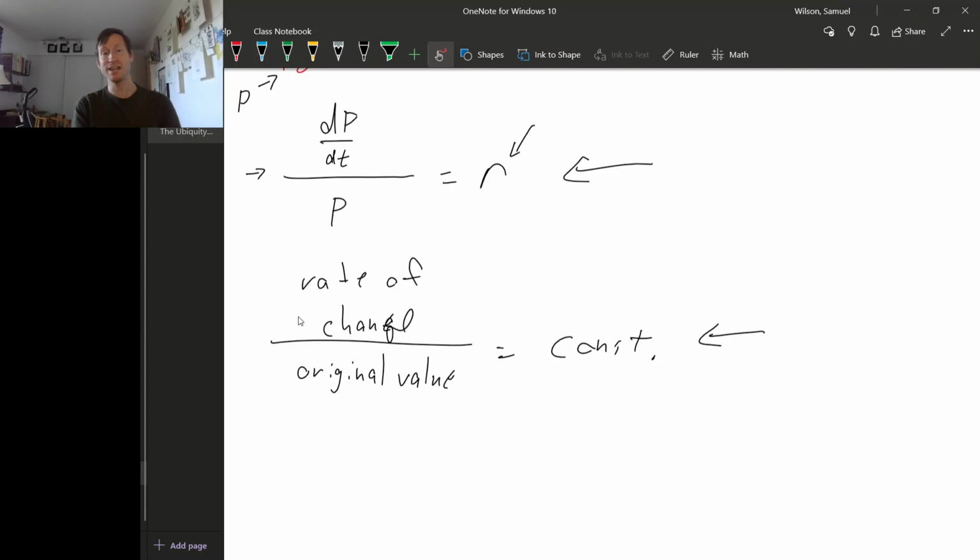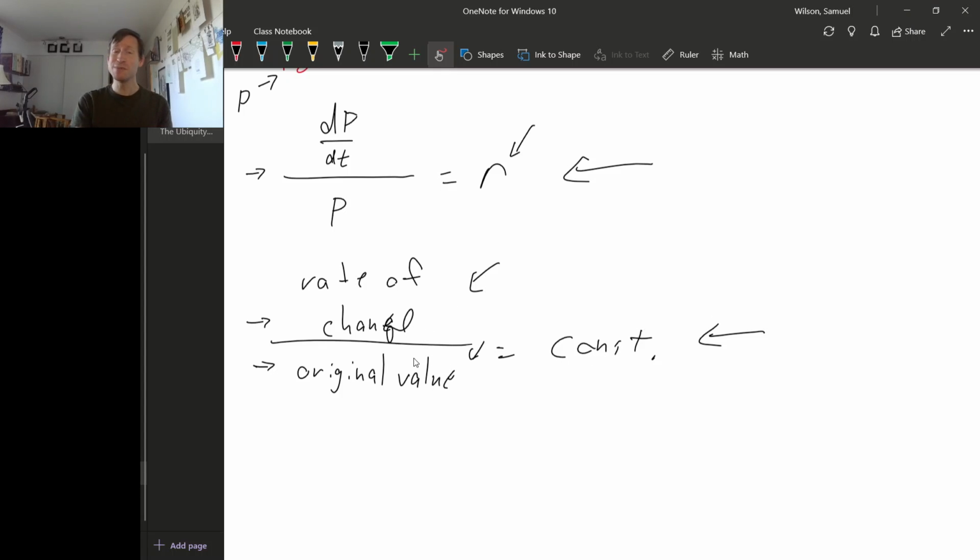So for population, it makes sense that the rate of change of the population divided by the size of the population is constant, because, right, for populations, what this is really saying is, if you have 1,000 people, they will reproduce a certain amount in a year. And if you have twice as many people, you'll have twice as many reproductions going on. So the relative rate of change, which is the rate of change divided by the original value, is constant.